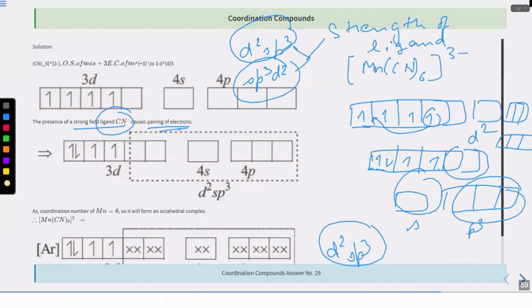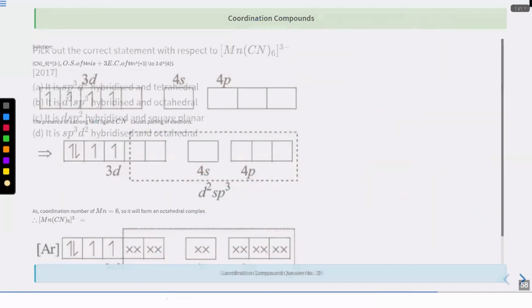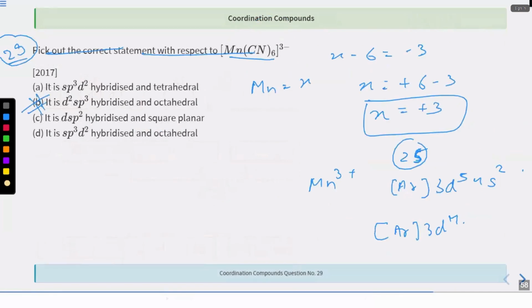So here the ligand is strong, so I will pair it and I will be left with 2d empty. So I will form d2sp3 hybridization, and the CN minus ions would come and attach with the Mn in these six shells. So it is d2sp3 hybridized and octahedral. Why octahedral? Because there are six ligands, and six ligands means an octahedral complex.